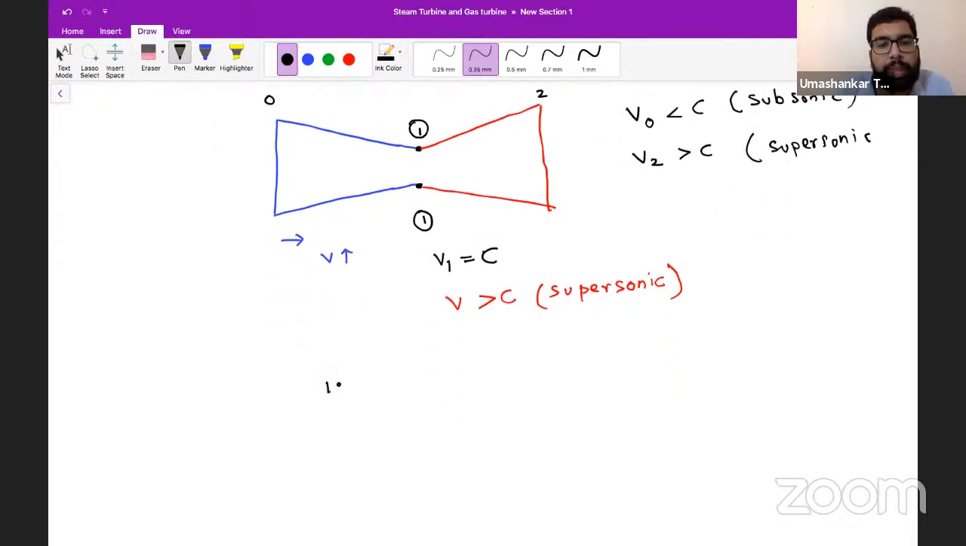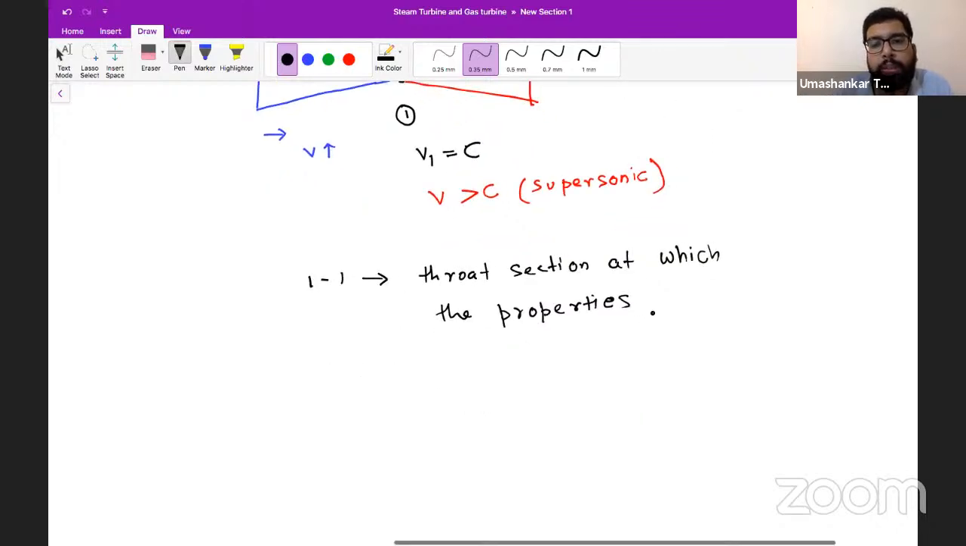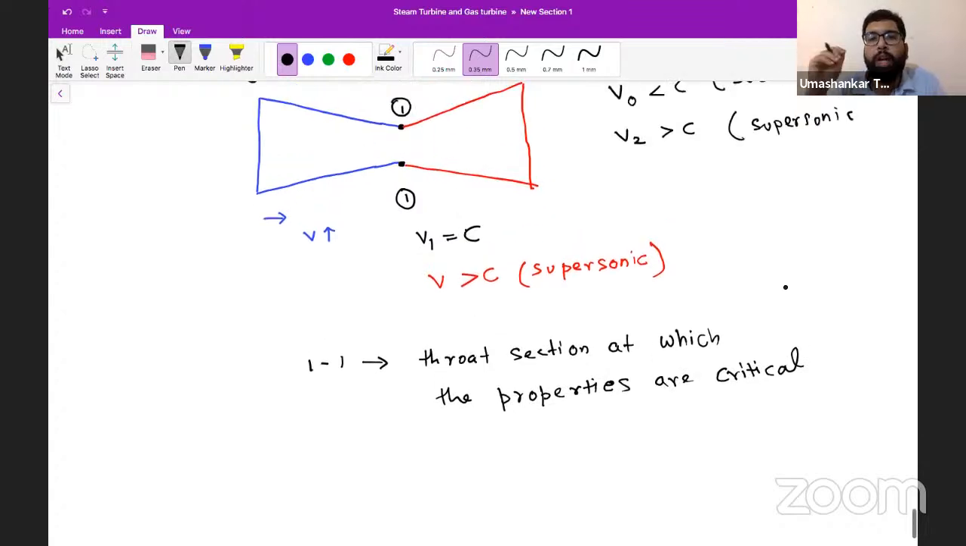This 1-1 represents the throat section, at which the properties are critical, and this is also known as the critical point or choke point. So what do we mean by critical? We need to understand them and we need to control them in order to control the situation.